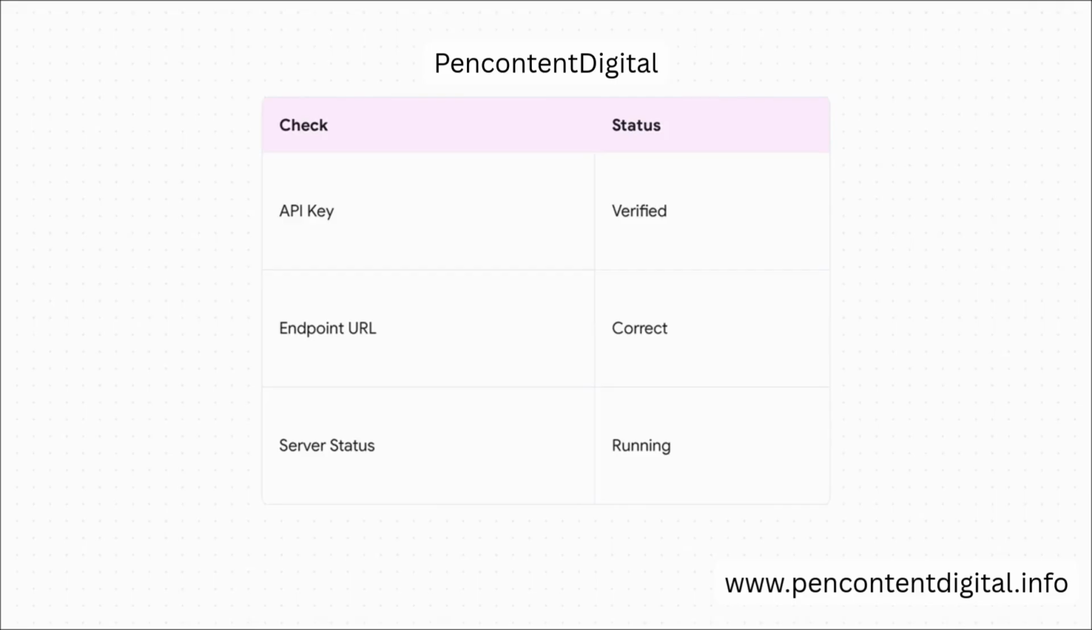And when that API connection inevitably fails, and trust me, it will fail at some point, this checklist is your absolute best friend. Did you copy the API key right? Is the URL for the service exactly correct with no typos? Did you forget to actually start the action server? I'm telling you, 90% of the time the problem is something on this list.